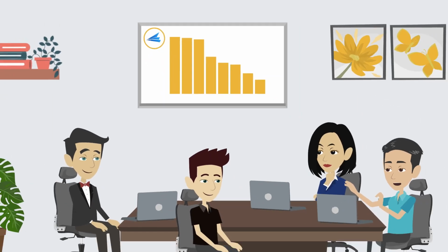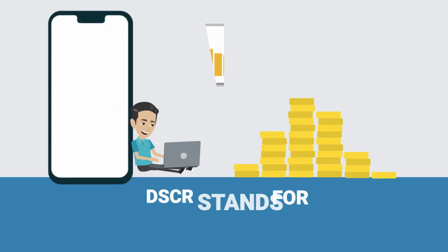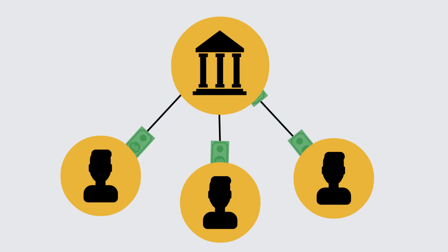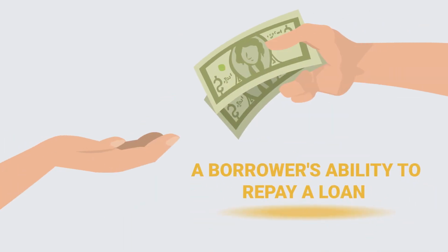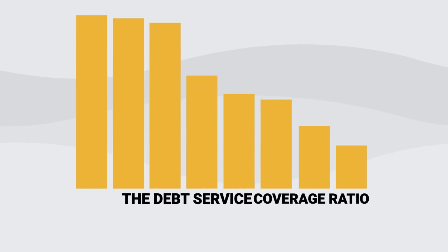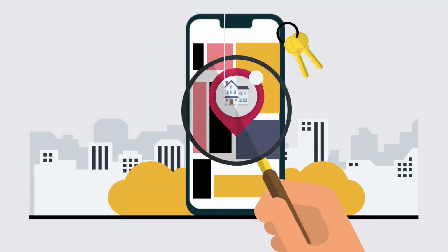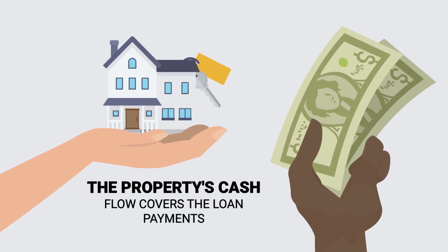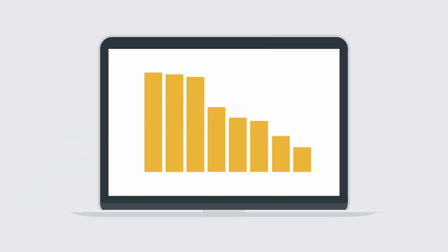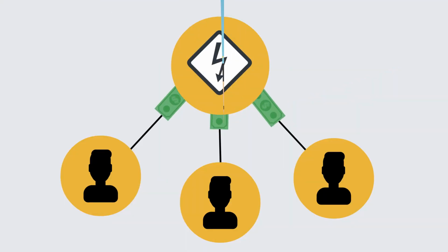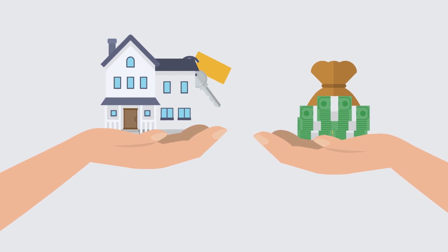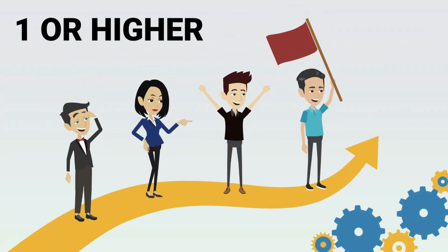Before we delve into DSCR loans, let's cover the basics. DSCR stands for Debt Service Coverage Ratio, which is a financial metric used by lenders to evaluate a borrower's ability to repay a loan. The debt service coverage ratio measures the relationship between a property's net operating income, NOI, and its annual debt service. In simple terms, it tells us how well the property's cash flow covers the loan payments. A higher DSCR ratio indicates a stronger cash flow and reduces the risk for lenders. Generally, lenders prefer a DSCR ratio of 1 or higher to ensure sufficient coverage.